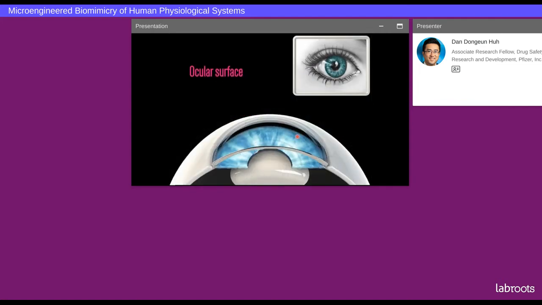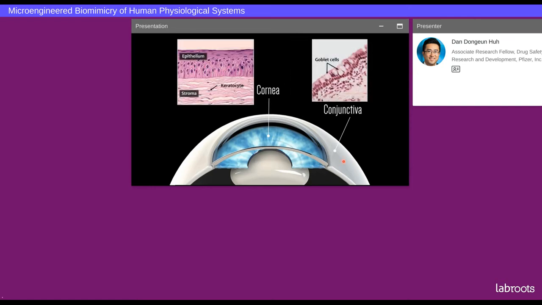So if you're new to this, the ocular surface, as you probably know, consists of the cornea at the center surrounded by the conjunctiva, which refers to this transparent tissue covering the white part of the eye. Conjunctival tissue is also found underneath the eyelids. So if you look at the tissue structures, the corneal tissue consists of this stratified epithelium that has 7 to 8 layers.